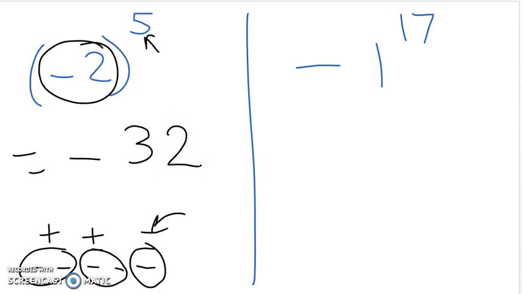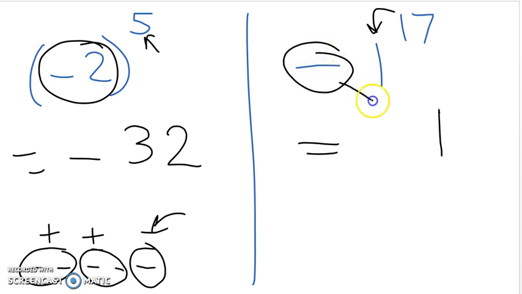Okay. The second example, minus 1 not in brackets. That means the 17 only applies to the 1. 1, you can multiply 1 by itself any number of times and it will stay 1. So that's pretty easy arithmetic. 1 to the 17 is 1. This minus, there are no operations being performed with it. It's not being raised to the power of 17. So I will just drop it down and get minus 1. Hopefully you got those both right.